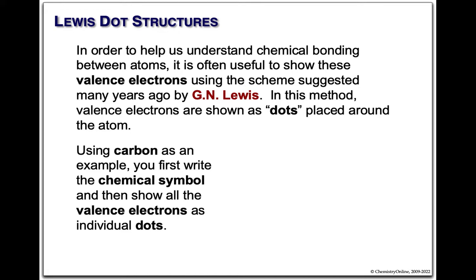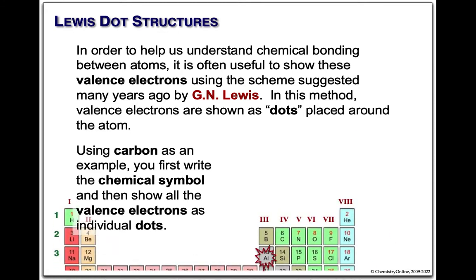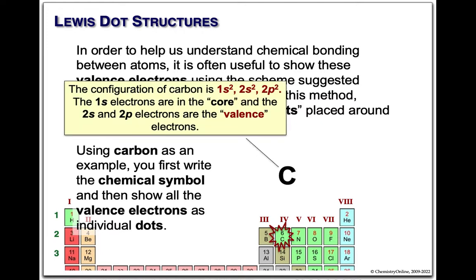Carbon is in the second period, once again, right here. These are the core electrons, and we have 1, 2, 3, 4 valence electrons. Lewis said, what you did is you write the chemical symbol, and then you place the valence electrons around them, one at a time, unpaired, until you get 4. This is all the electrons we have for carbon, so this is simply the Lewis structure for carbon. Very simple.